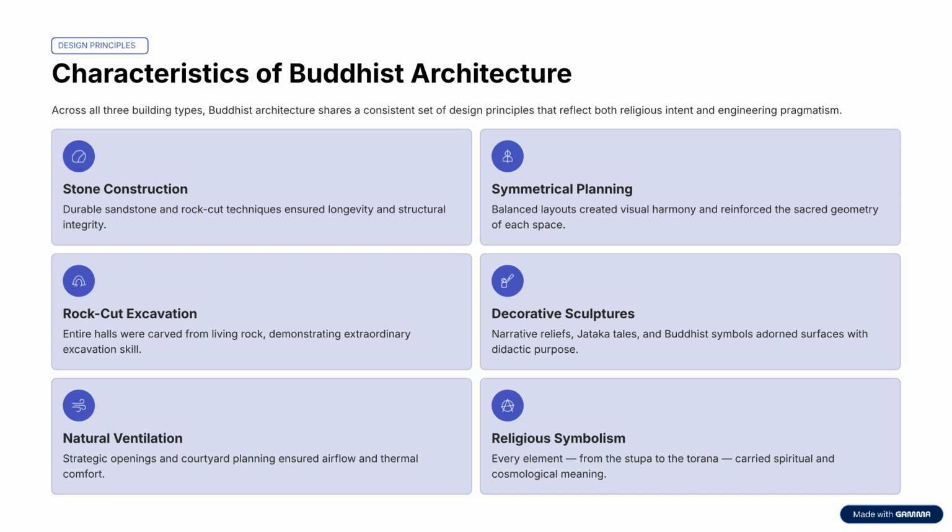Despite serving different purposes, Buddhist monuments share several common architectural principles. Stone was widely used because of its strength and durability. Buildings were designed with symmetry to create harmony and balance. Rock-cut excavation allowed entire halls and monasteries to be carved directly into hillsides, demonstrating remarkable engineering skill. Decorative sculptures illustrated Buddhist stories and moral teachings while enhancing aesthetics. Natural ventilation and daylight were carefully incorporated to improve comfort inside the buildings. Every structural element also carried symbolic meaning, making Buddhist architecture a perfect combination of engineering, functionality, spirituality, and artistic expression.